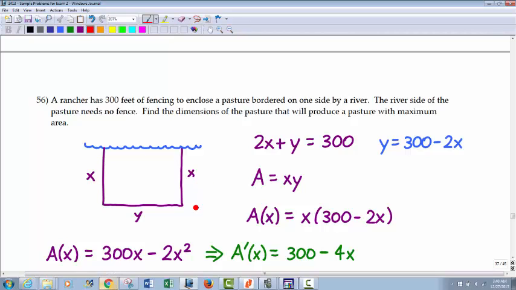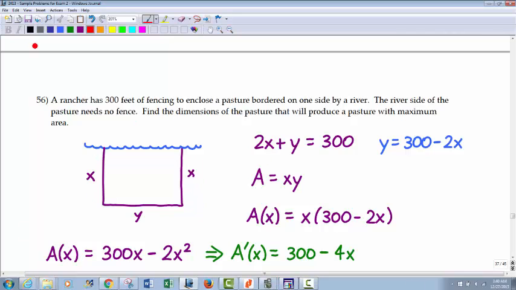Might have made more sense to you to do it the other way if you're looking at it from a vertical or horizontal standpoint. I wasn't looking at it graphically, so it didn't matter to me. So I just put 2x plus y equals 300, and I let y equal 300 minus 2x. And here's the area that we're trying to maximize. Just x times y, pretty easy.